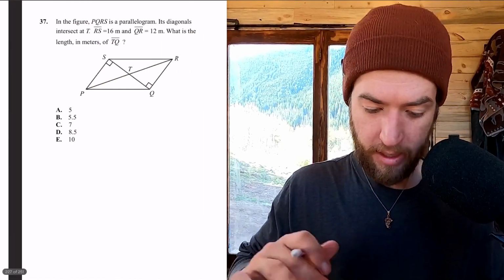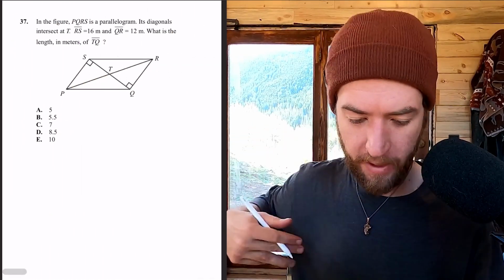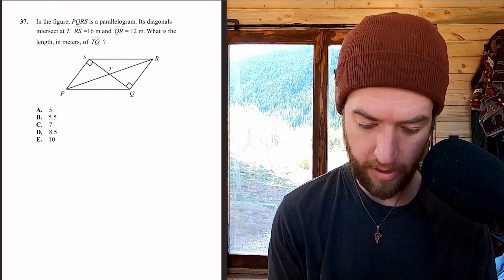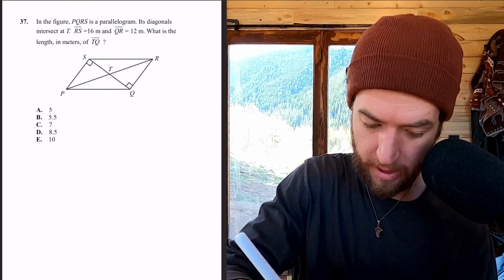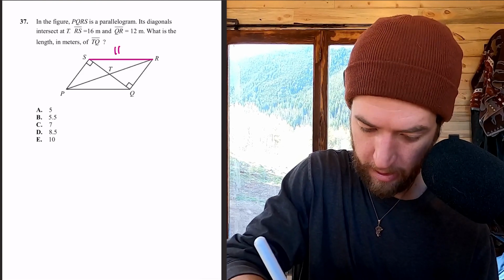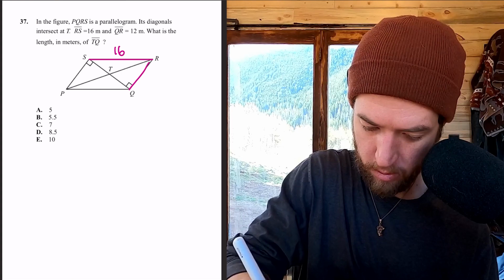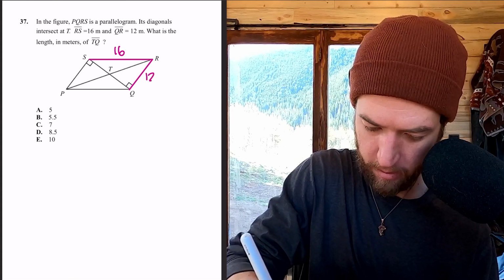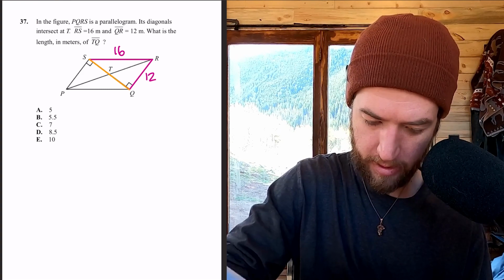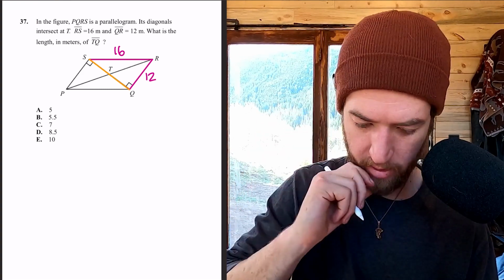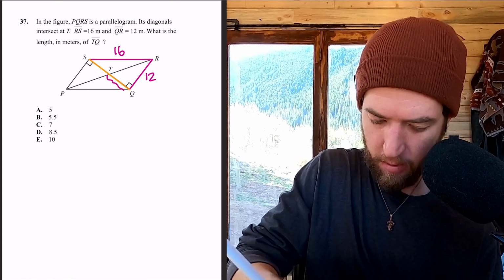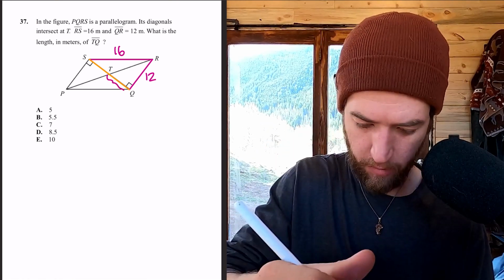On to the next. All right, in the figure, PQRS is a parallelogram. Its diagonals intersect there. Okay, so RS is 16, and QR is 12. Okay, I'm already seeing a little right triangle here, kind of sitting on its side. What is the length in meters of TQ? All right, so they're specifically looking for TQ. I'm going to find SQ first.